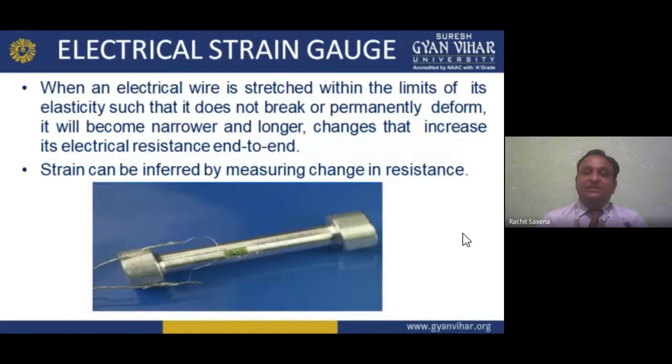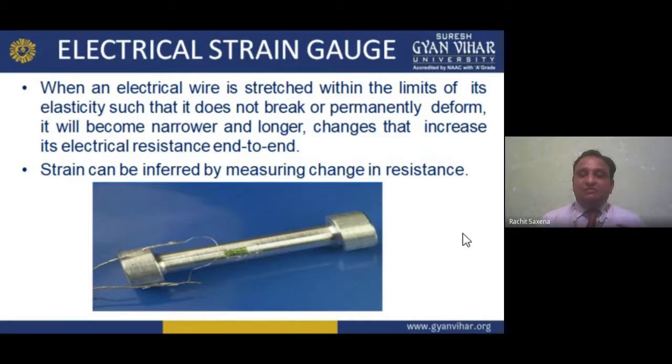Okay. Then we have the electrical strain gauge. In this electrical strain gauge, we can easily identify it like this. For example, I have a wire, and I stress it up to its elasticity limit. But how much can it be stressed? If I go more than its elasticity, what will happen? It breaks down or permanently deforms. So I have to stress it only up to its elasticity, and you also have to do the same.